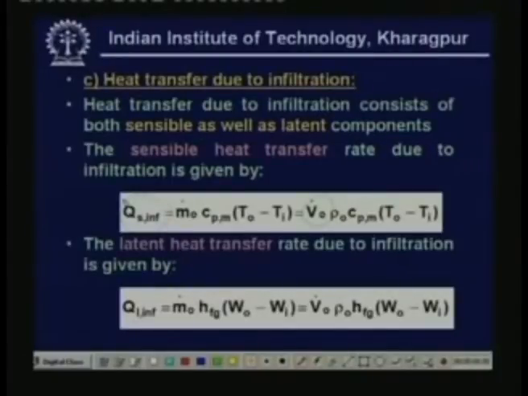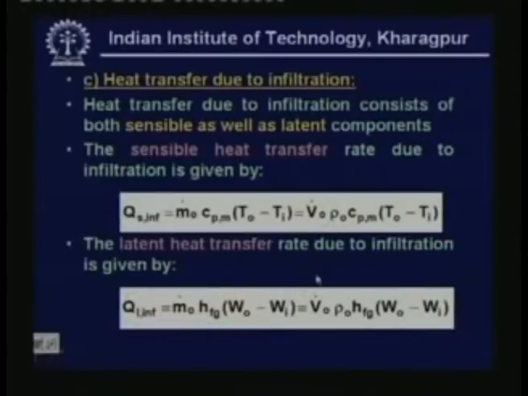Similarly, the latent heat transfer rate due to infiltration is given by this expression. It is equal to the mass flow rate of infiltrated air multiplied by the latent heat of vaporization of water multiplied by the humidity ratio difference, where this is the outdoor humidity ratio and this is the indoor humidity ratio. Again, this is written in terms of the volumetric flow rate. So if you know the infiltration rate, you can easily calculate the heat transfer rate due to infiltration. Of course, the main problem is how to estimate the infiltration rate.